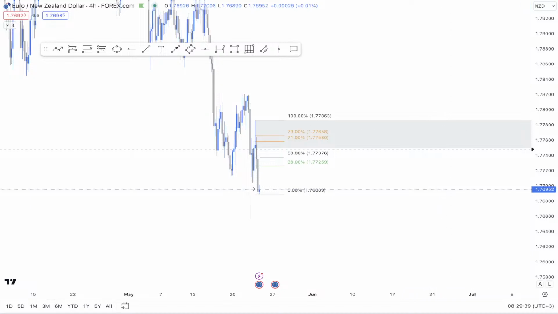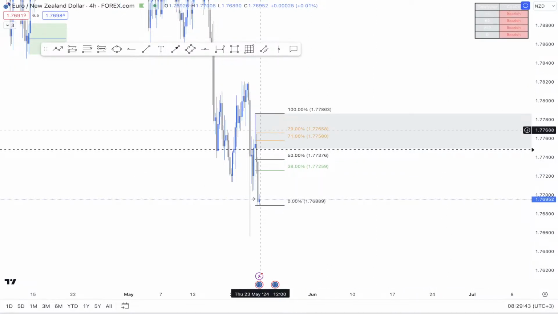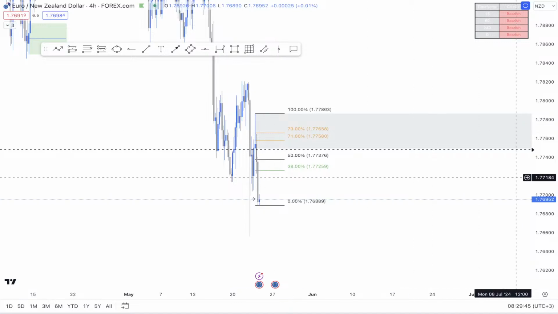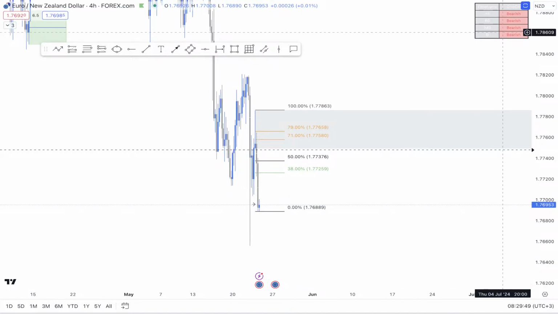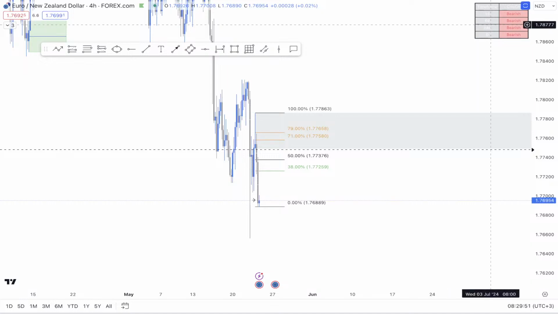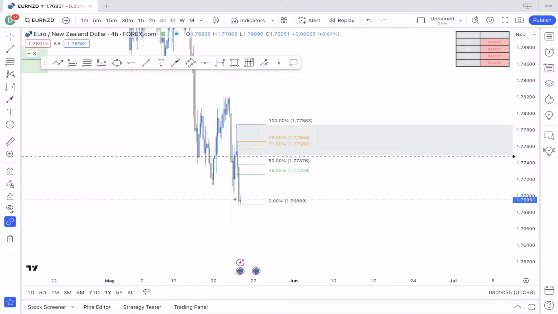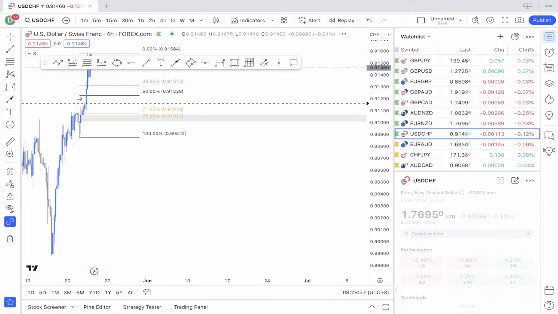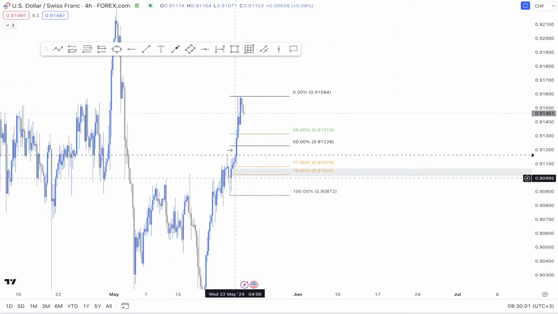Euro NZD with a textbook bearish setup. We have a very nice and aggressive break towards the downside. After that, I identified this unmitigated order block that is lining up with the area of interest. I also saw that the trader graph is fully bearish, and now lastly we need to wait for a corrective pullback.